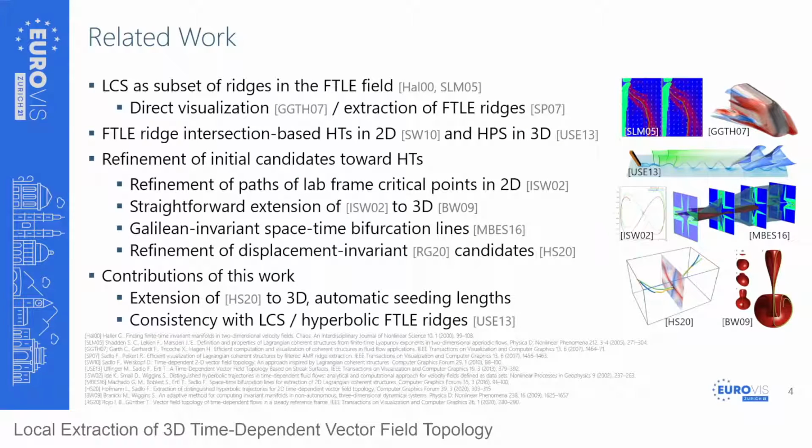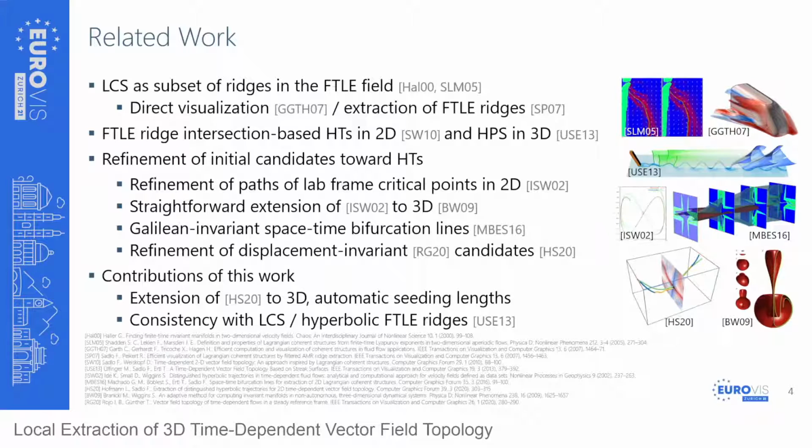In previous work, Lagrangian coherent structures, which are the main organizing structures of fluid flows, were defined as a subset of the ridges in the FTLE fields. This has led to direct visualization approaches and extraction approaches of the FTLE ridges. The problem with these approaches is that computing the FTLE fields is very expensive and it has to be repeated for each time step of the dataset.